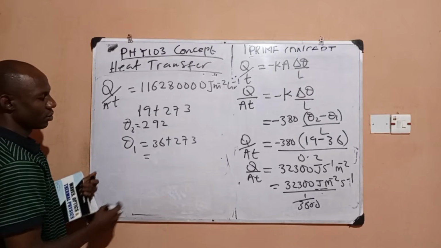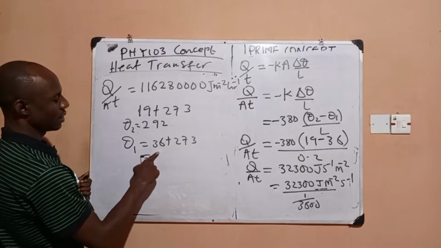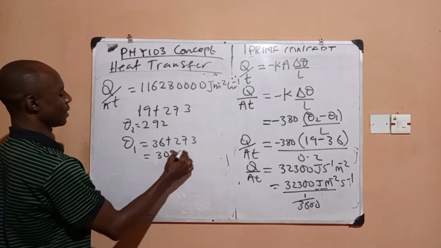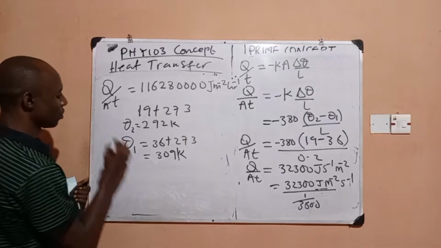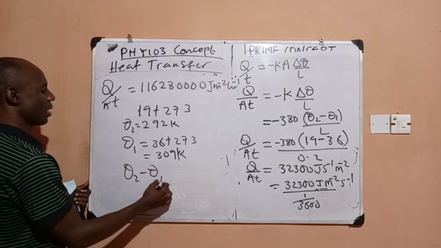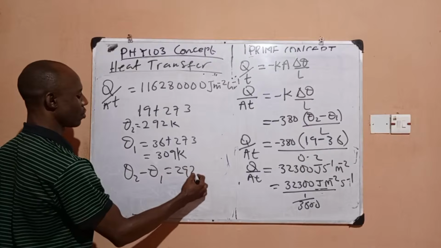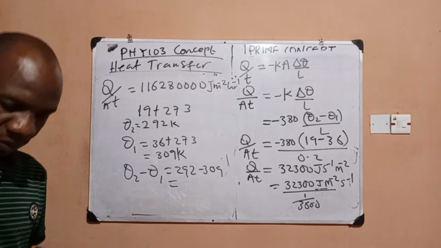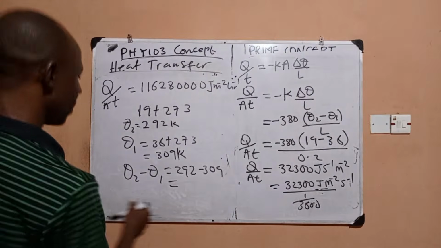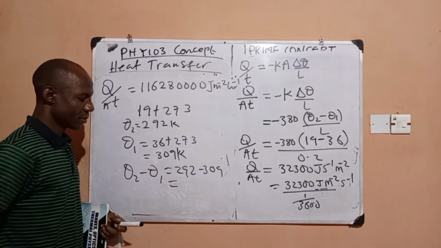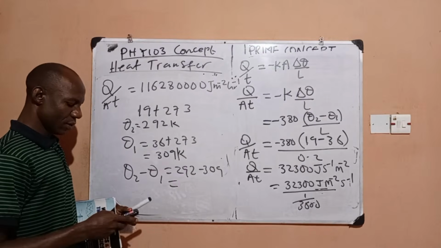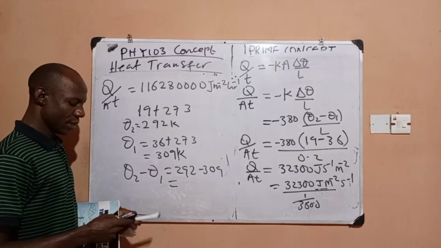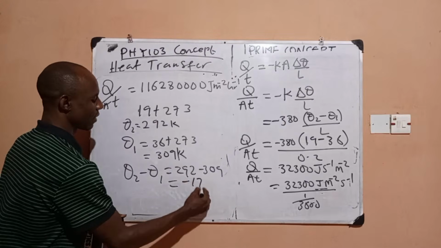This will give you 7 plus 3 is 100, 109, that's 309 Kelvin. So if you do theta 2 minus theta 1, you're going to have 292 minus 309. When you do this, what will it give you? Punch this for me. To give you 292 minus 309. This will give you minus 17.